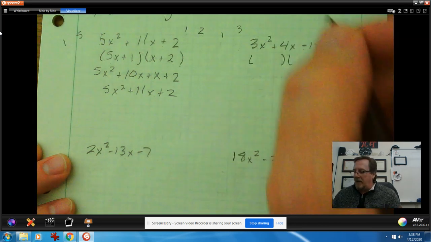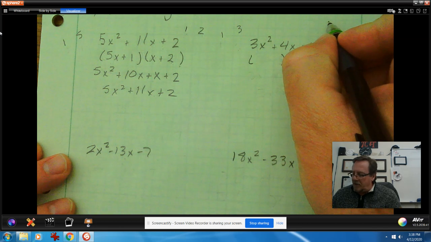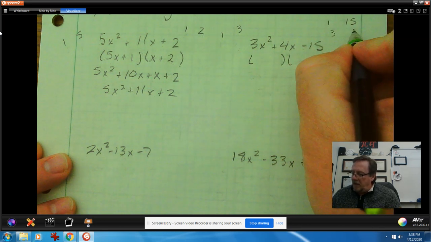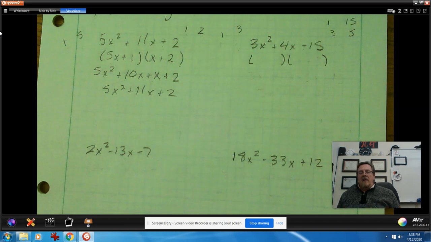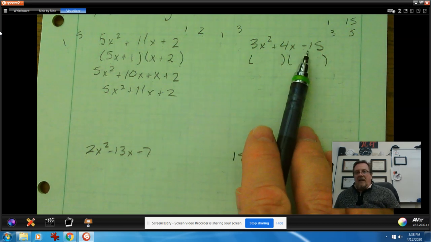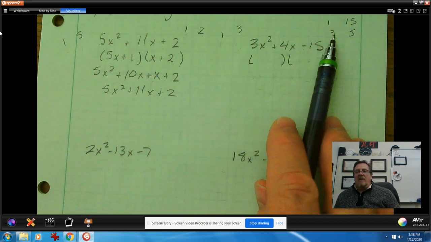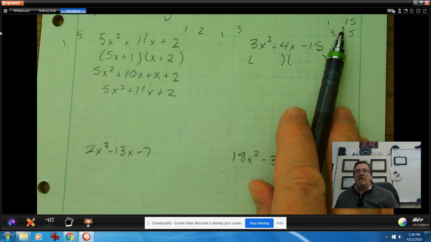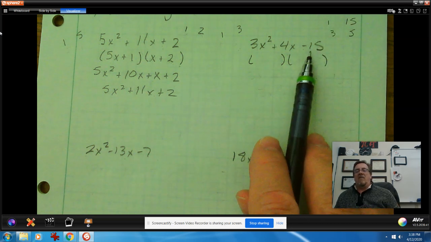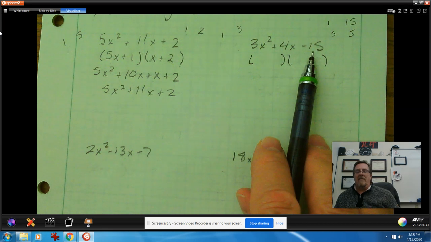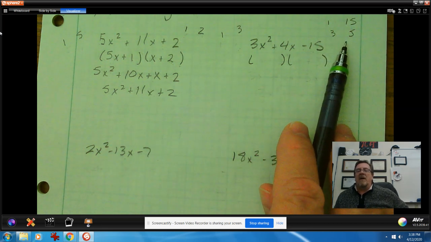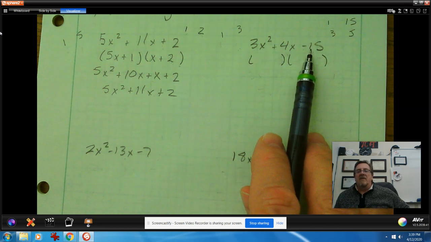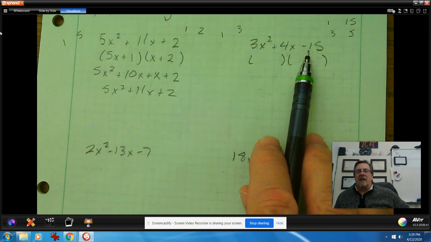And factors of negative 15. Well, we've got a couple choices here. It could be 1 and 15, or it could be 3 and 5. But we have a negative sign at the end, so one of these is going to have to be negative, either like a positive 1 and a negative 15, or vice versa, because when we multiply it, we get a negative 15. And again, could be a negative 3 and a positive 5, or it could be positive 3 and a negative 5. But somehow we got to multiply to get negative 15.